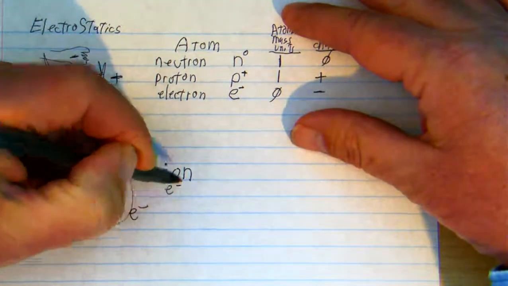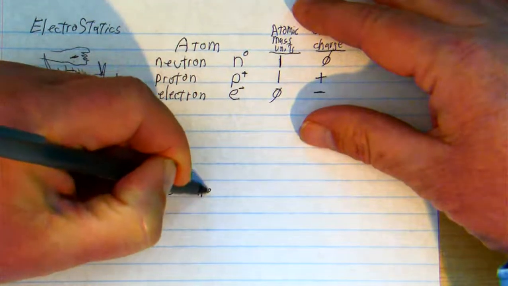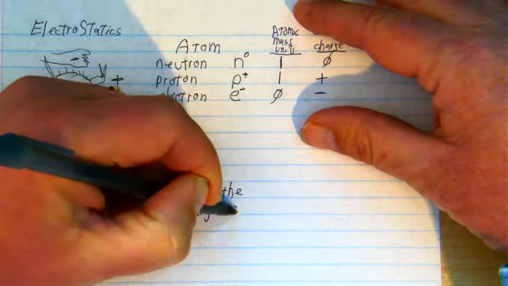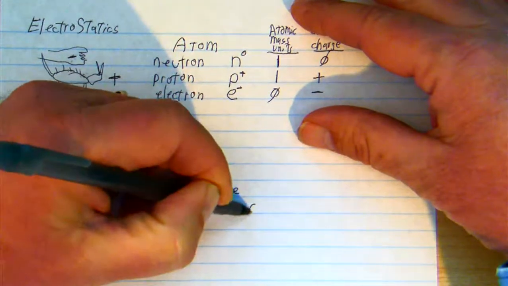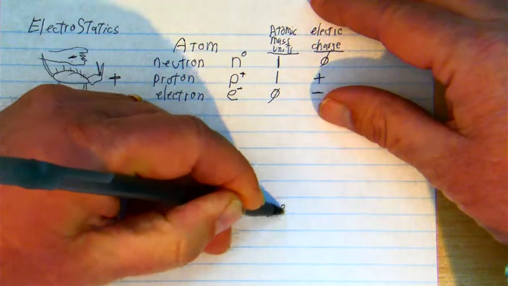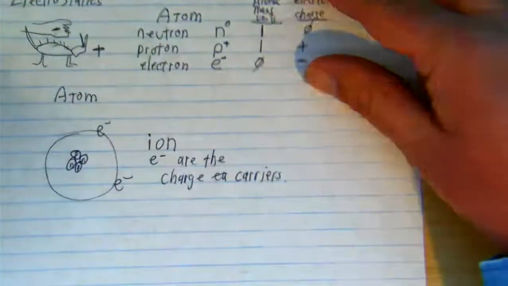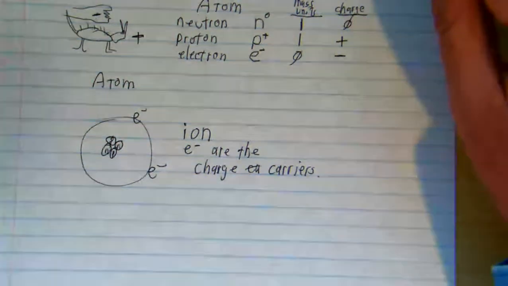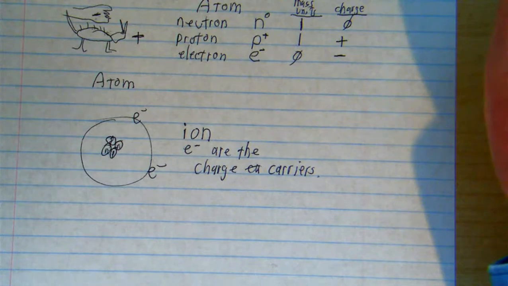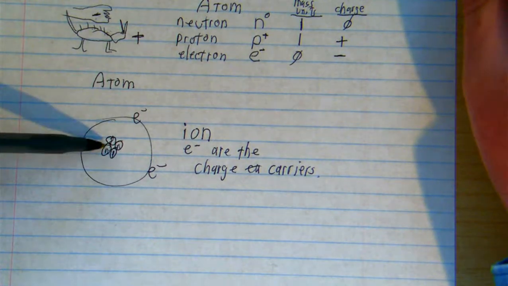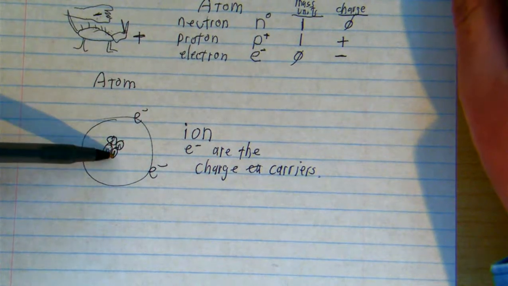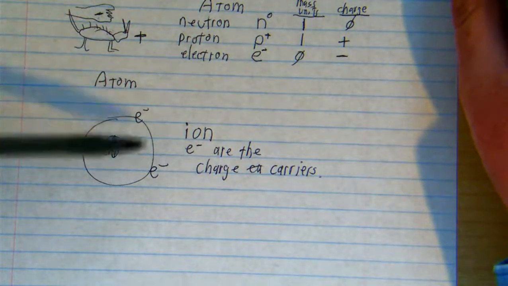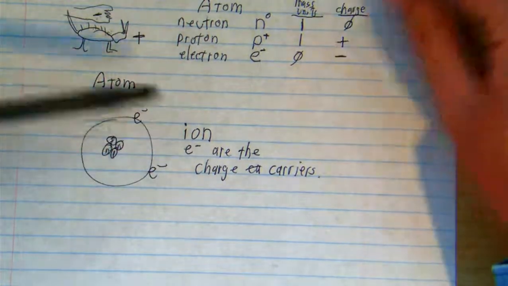So electrons are the charge carriers. Electrons are the charge carriers. They're the only ones that are going to be moving as we study electricity. No protons moving. Neutrons, we don't care. Even if they could move, they wouldn't make any difference. Only the electrons can be added or removed.